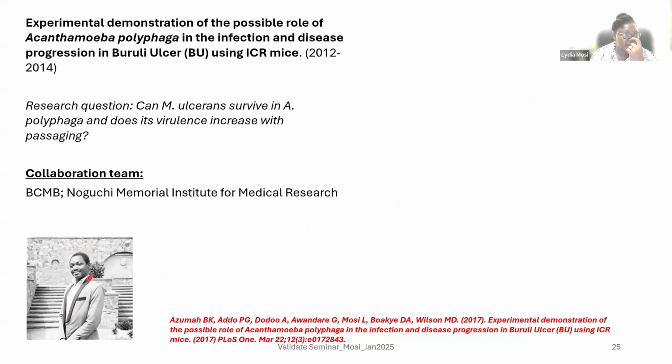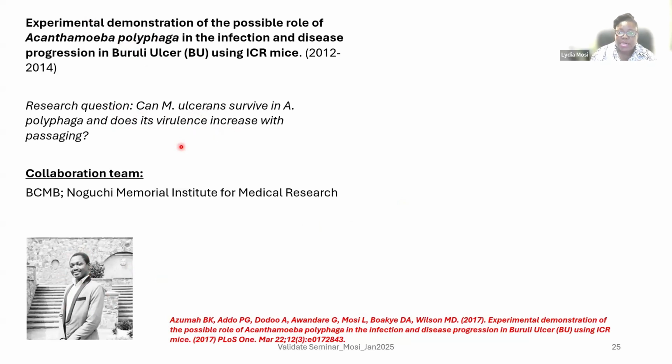Now, the second piece of work that I want to show you is from Bright Azuma, who was my master's student, and he wanted to look at the involvement of Acanthamoeba polyphaga in the transmission of Buruli ulcer. So his research question was, can M. ulcerans survive within Acanthamoeba polyphaga, and does this increase virulence? In other words, if you passage M. ulcerans through an amoeba, and you use that as an inoculum for an animal model, would you have increased virulence or not?